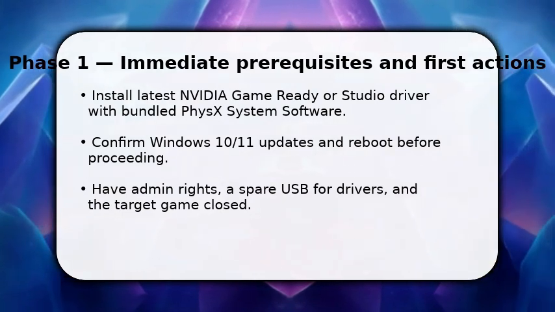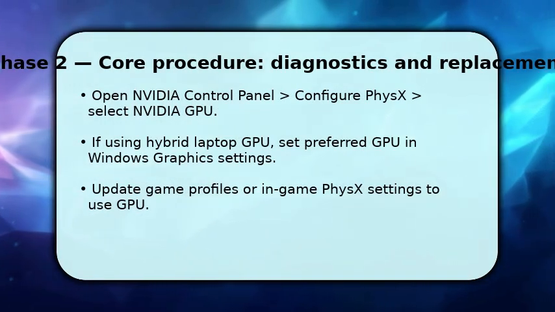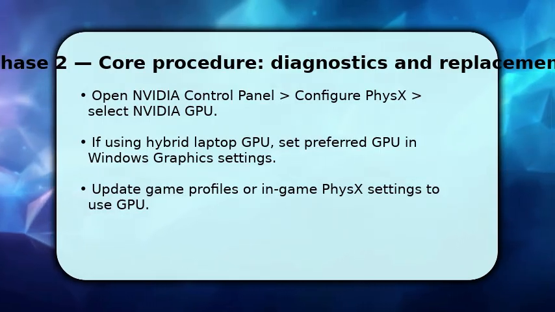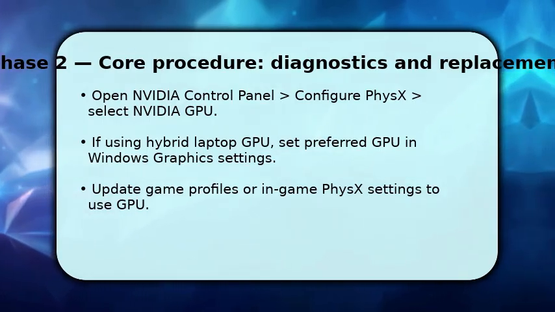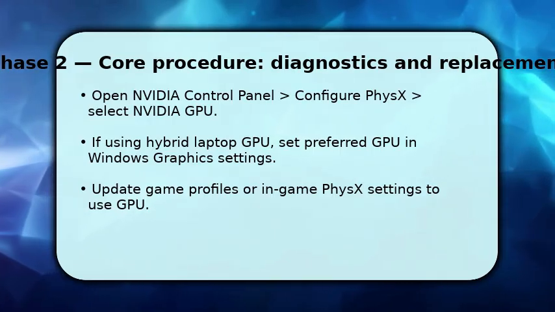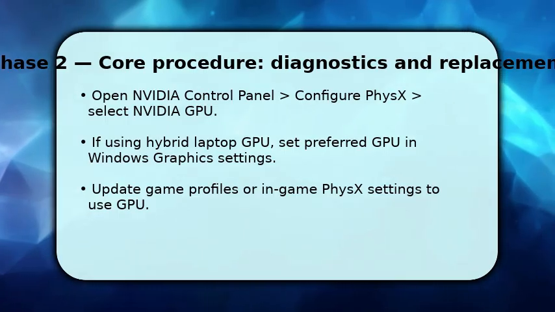You now change the PhysX processor selection. In Nvidia Control Panel, go to Configure PhysX and select your Nvidia GPU, then Apply. If you're on a laptop with integrated Intel graphics, make sure Windows graphics settings or your OEM power profile prefers the Nvidia GPU for the specific game.